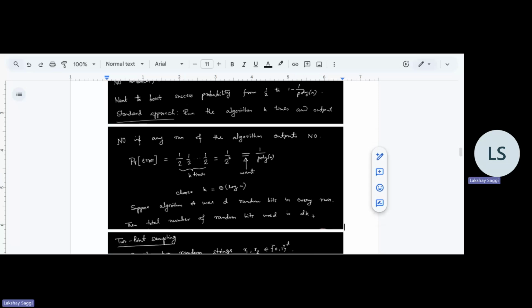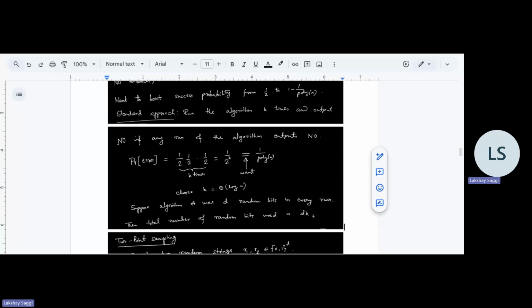So what would be the probability of error in this case? You're now running the algorithm k times. The probability that the algorithm is wrong on the first attempt is half, on the second attempt is half, on the third attempt is half, and till the fifth attempt is also half. Since these are independent events, you multiply their probabilities.